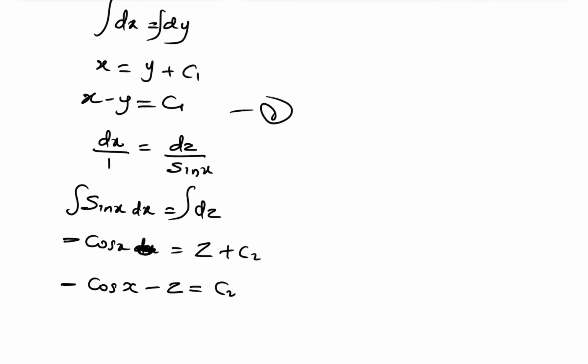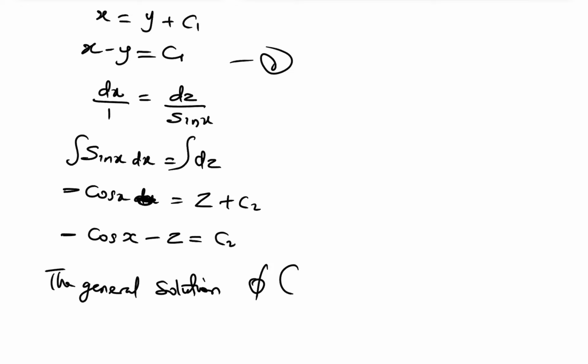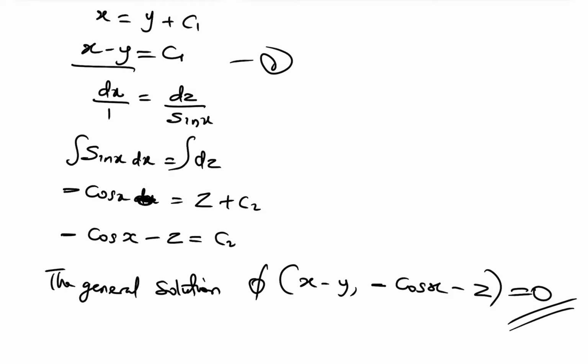So the general solution for this equation is going to be phi of c1, c2 equals 0. Then what's our c1? We got x minus y, comma, then we are going to have minus cos x minus z equals 0. So that's all for today.